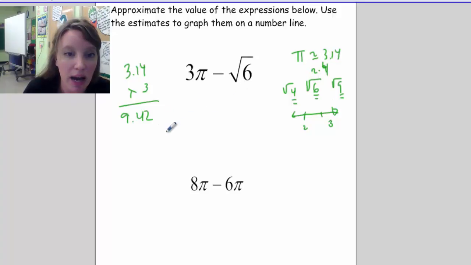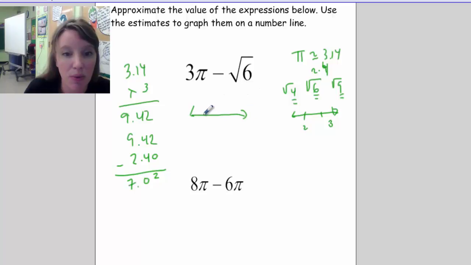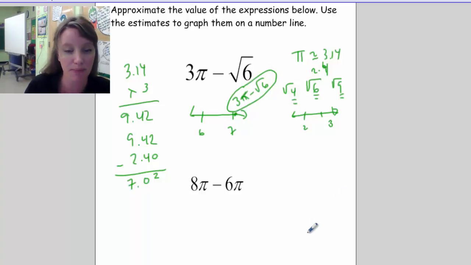So let's say that I have 9.42 and I subtract 2.4. I would get 7.02. If I were to put it on the number line, it would be a little bit past 7, just the tiniest bit past 7. And again, I would write it as 3 pi minus the square root of 6. That's what I've just plotted here on the number line.